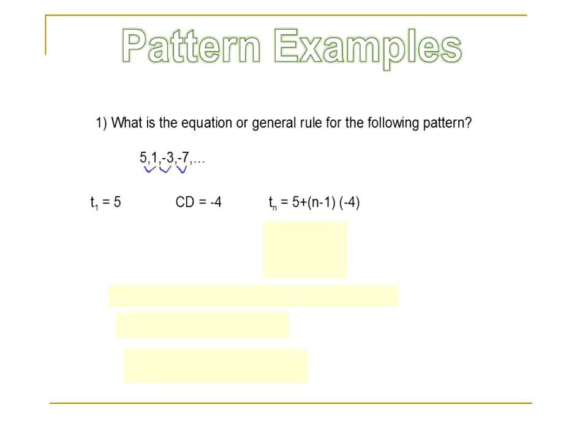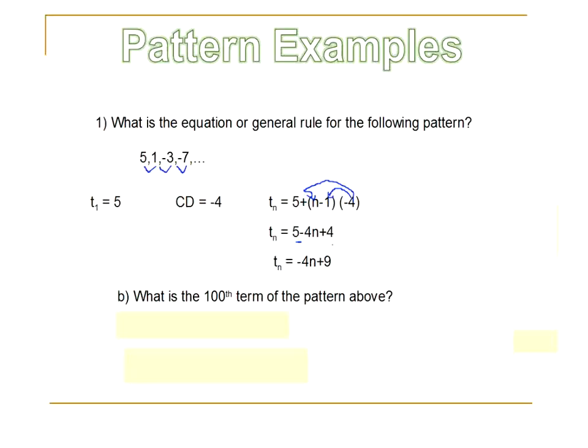Now again, I'm going to multiply this out. Negative 4 times the n, and negative 4 times negative 1. This will give me Tn equals 5 minus 4n plus 4. I can add the 5 and the 4 together, and I get Tn equals negative 4n plus 9. Now because I have this equation, I can find anything about this pattern.